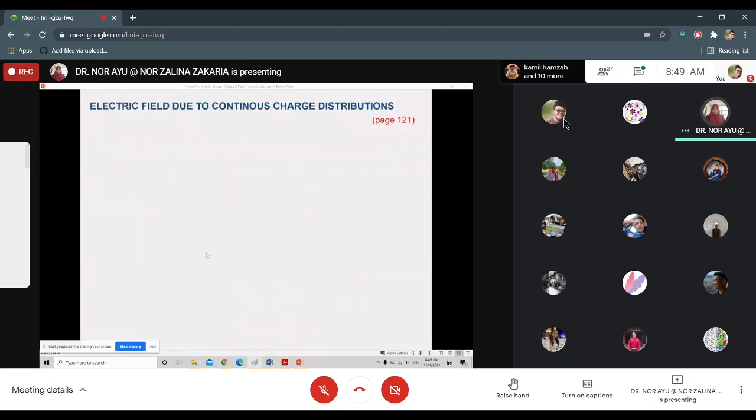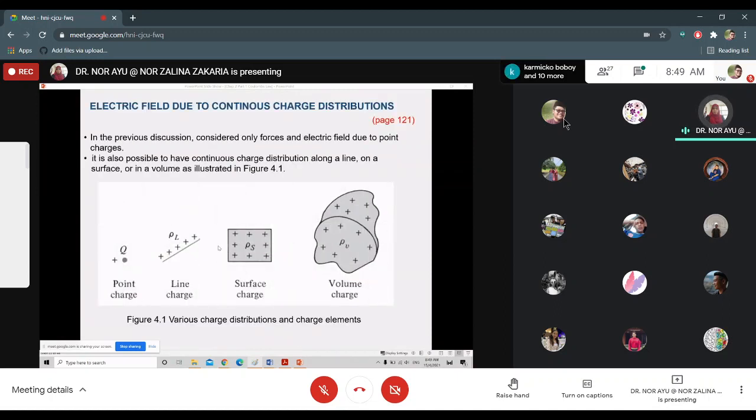Okay, so we continue. We already gone through this. Electric field due to the continuous charge distribution. Before this, we were only talking about a few point charges. Now let's say the point charges are in a line. When there are many charges, they will produce a line, what we call a line charge, rho L. And when we have many lines, it will produce a surface, which we call a surface charge. And when we combine all the surfaces, we will have the volume charge, rho V.